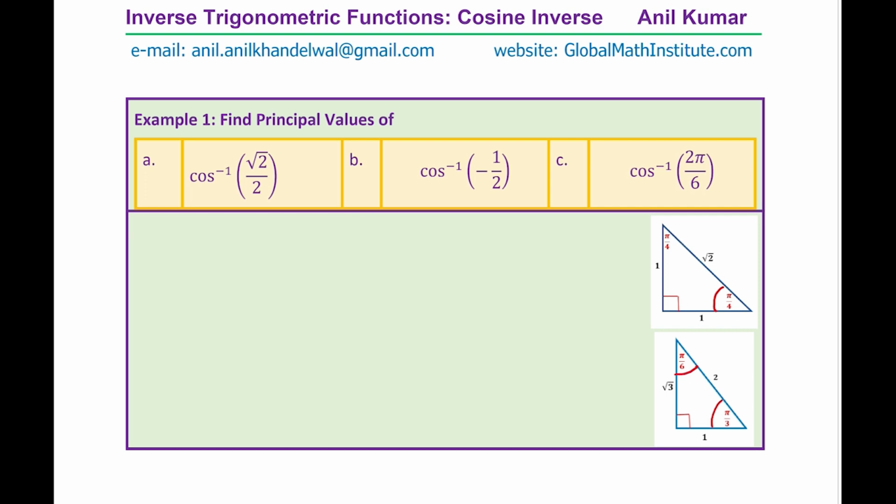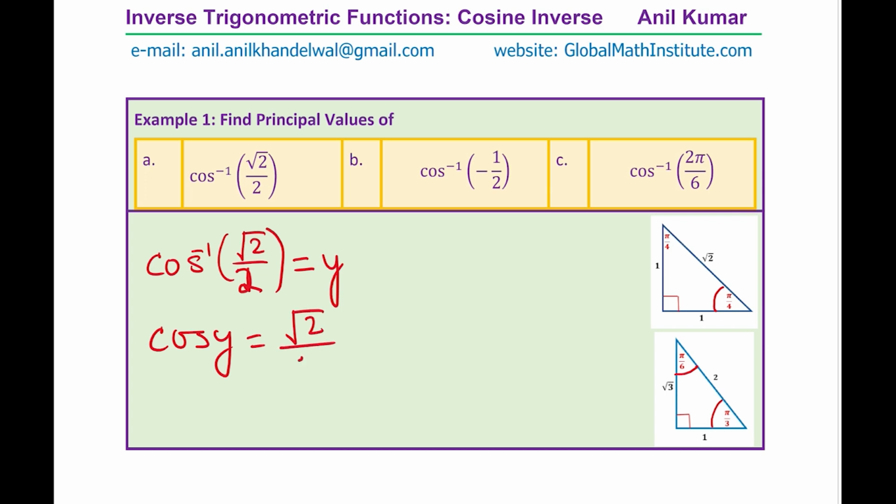Let's look into part A, which is cos inverse of square root 2 over 2. To find the value, we are actually looking for the angle which will give the cos value, right? So we are saying this is equal to y. Basically, it means cos of y should be equal to square root 2 over 2, right? That's what it means. So, if you see, whenever square root 2 is involved, pi by 4 will be involved, and the answer is pi by 4, correct? So, this value is pi by 4, correct?